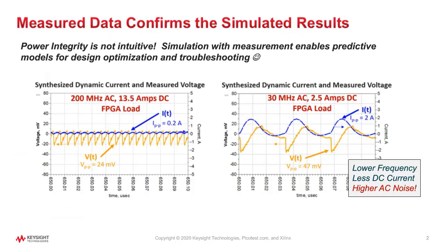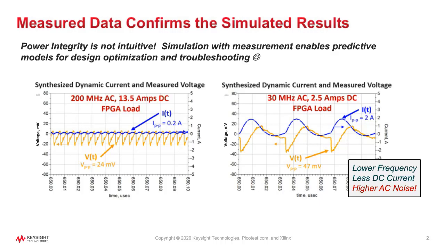Zooming in on the VCCN power rail dynamic voltage and dynamic current at the FPGA package pins provides a nice comparison between the 200 megahertz switching FPGA load on the left and the 30 megahertz switching load on the right. The measured data confirms the simulated results that predicted the worst-case power rail ripple at 30 megahertz. What is not intuitive is the much larger increase in dynamic current for the worst-case 30 megahertz switching load.